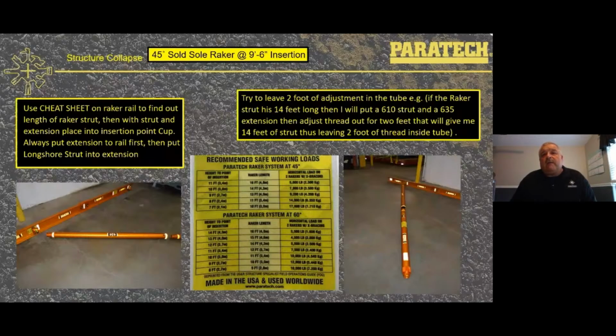A wooden raker gives you 4,000 pound per leg as a 45 or a 60-degree raker. A flying raker gives you 1,000 pound per leg in wood. If you take a look at the Paratech figures there, at 16 feet, we get 5,000 pound. At a 10-foot raker, we get 7,008. That's all with a 4-to-1 safety factor.